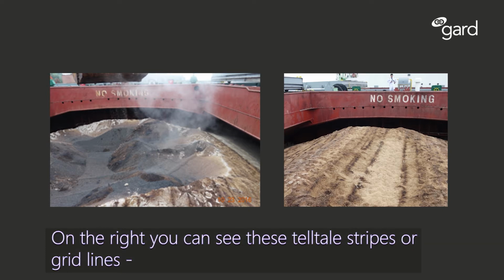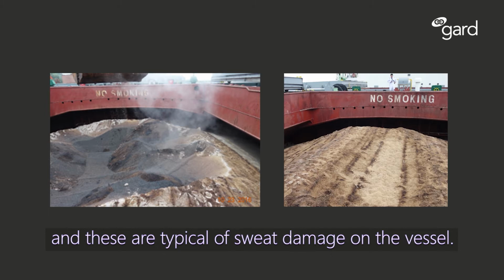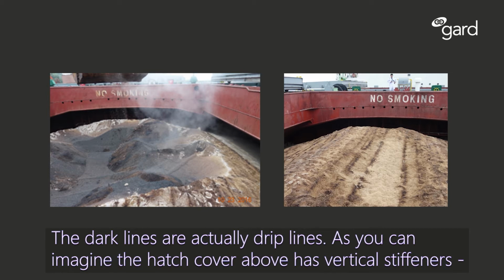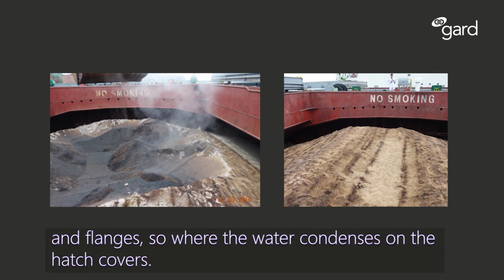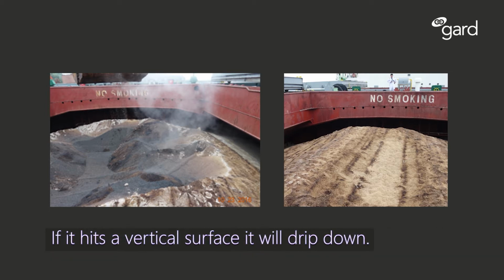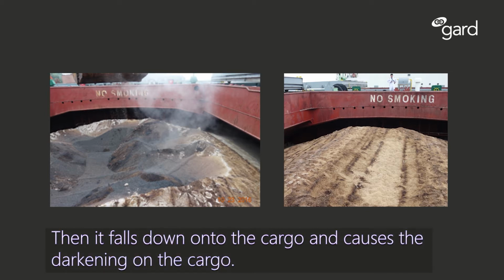On the right, you can see these telltale stripes or grid lines, and these are typical of sweat damage on a vessel. The dark lines are actually drip lines. As you can imagine, the hatch cover above has vertical stiffeners and flanges. So where water condenses on the hatch covers, if it lands on a vertical surface, it will drip down, and then it falls onto the cargo and causes the darkening on the cargo.